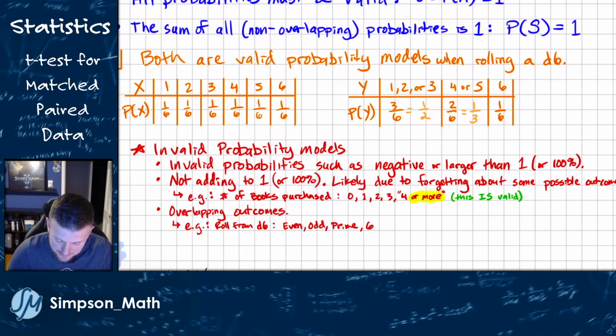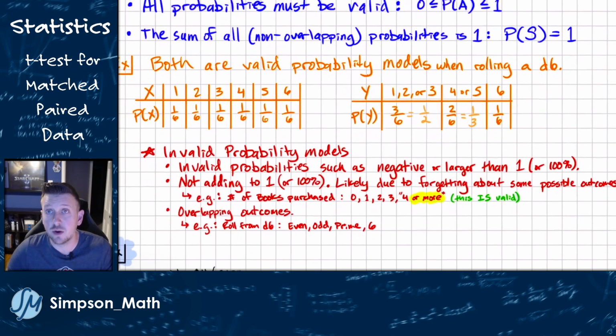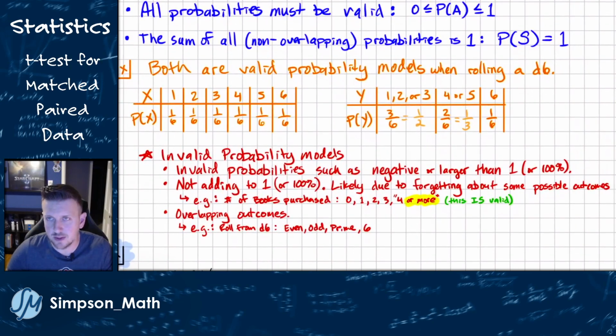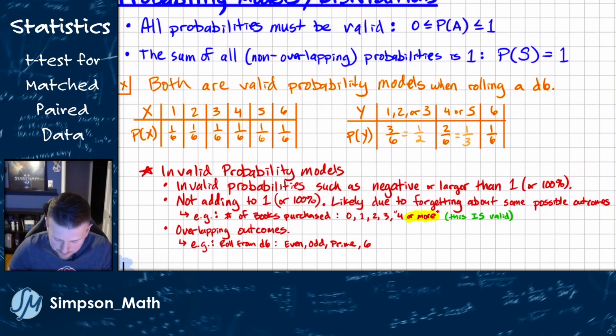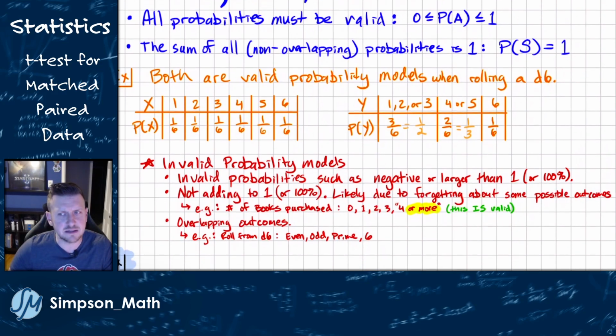That's not necessary. So invalid probabilities such as negative numbers or numbers larger than 1, or 100%. You've got to watch out for that, because this condition needs to be satisfied. Probability models not adding to 1 or 100% would be violating this one here. That's likely due to maybe forgetting about some possible outcomes.